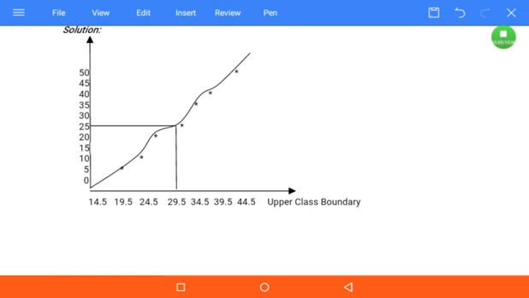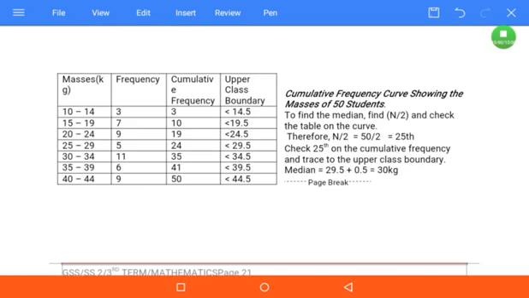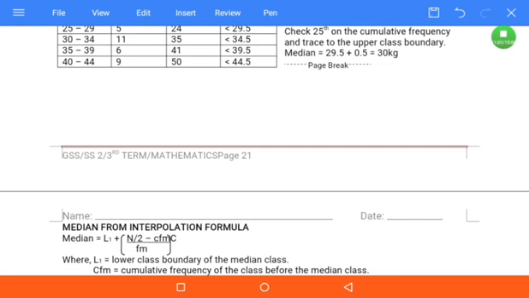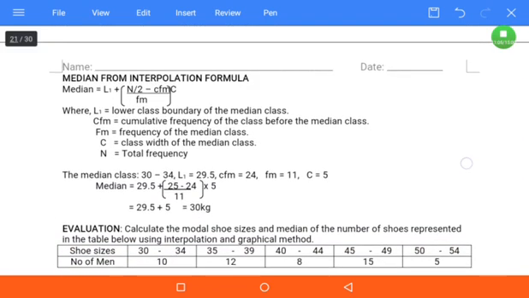So it's like this. If you plot the graph very well in your graph book, you get it at a small box after 29.5. That will give us 29.5 plus 0.5, so that will give us 30. Therefore, approximately your median is 30 kilogram. Can you see that? So you checked the 25th position on the cumulative frequency and traced to the upper class boundary, you get a median of 30 kilogram approximately.